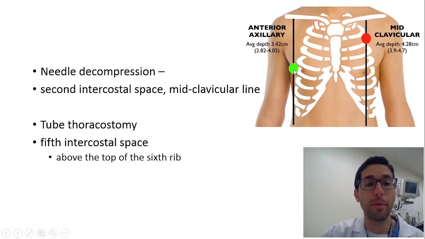One important point, when you go in this 5th intercostal space, you have a choice between should you hug the bottom of the 5th rib or should you hug the top of the 6th rib. The answer is you want to hug the top of the 6th rib, and the reason for that is underneath each rib is a neurovascular bundle. So when you're in the 5th intercostal space, you actually want to be hugging the top of the 6th rib.